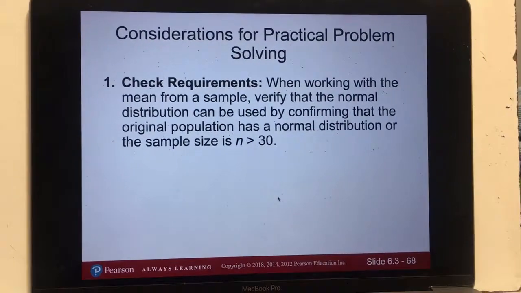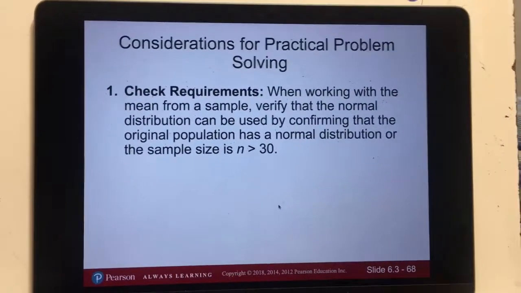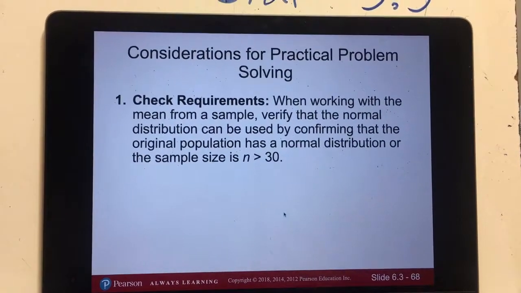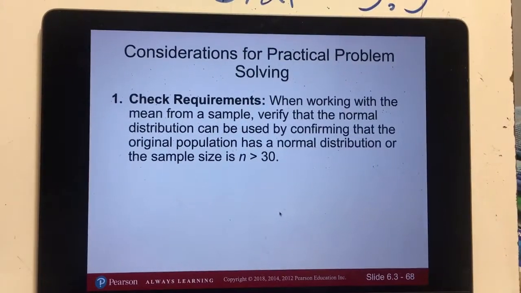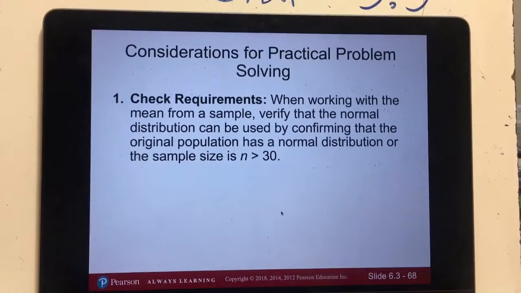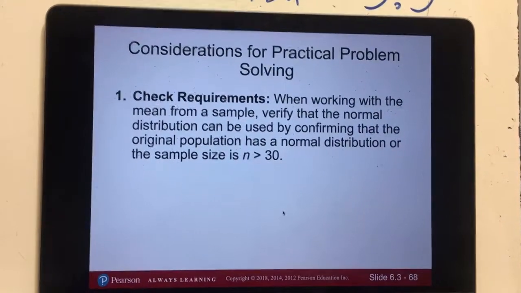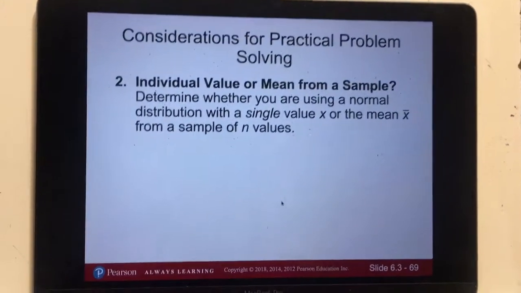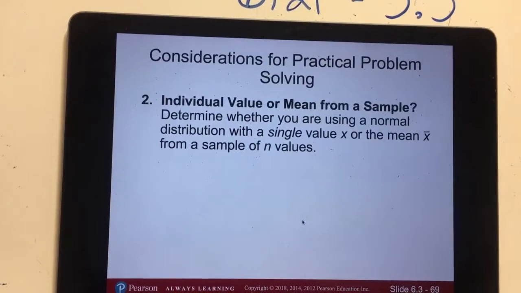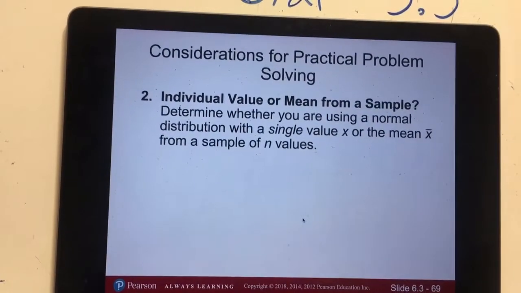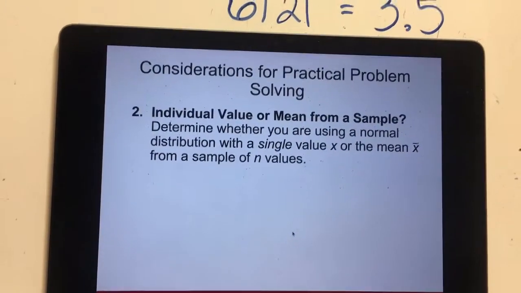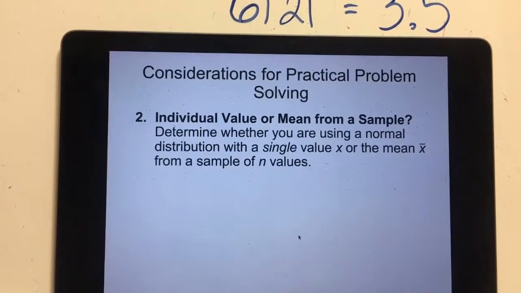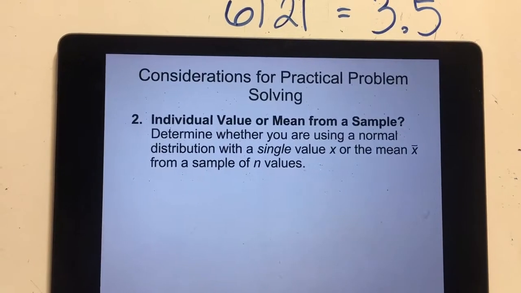Always when we're doing a problem, we should check the requirements. Do the requirements for the central limit theorem apply? When working with the mean from a sample, verify that the normal distribution can be used by confirming that the original population has a normal distribution or the sample size is greater than or equal to 30. Individual value or mean from a sample: determine whether you are using a normal distribution with a single value x or the mean x bar from a sample of n values. What we're doing with the central limit theorem is using the mean x bar.